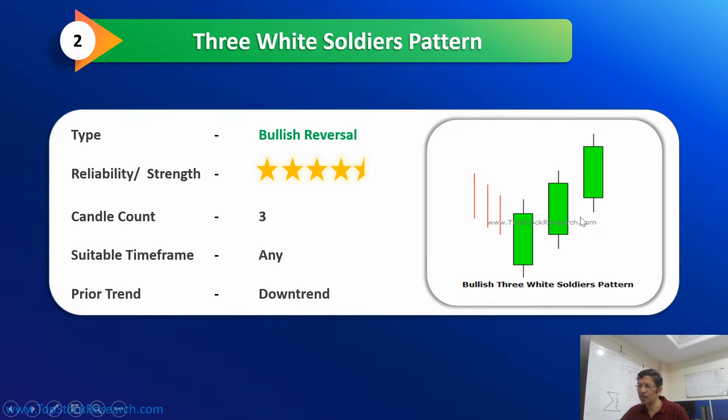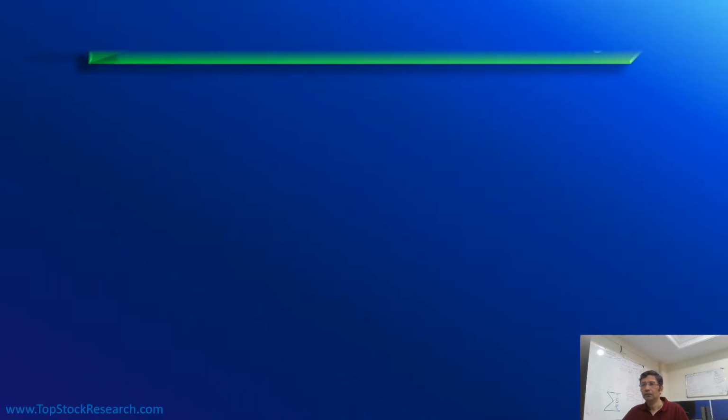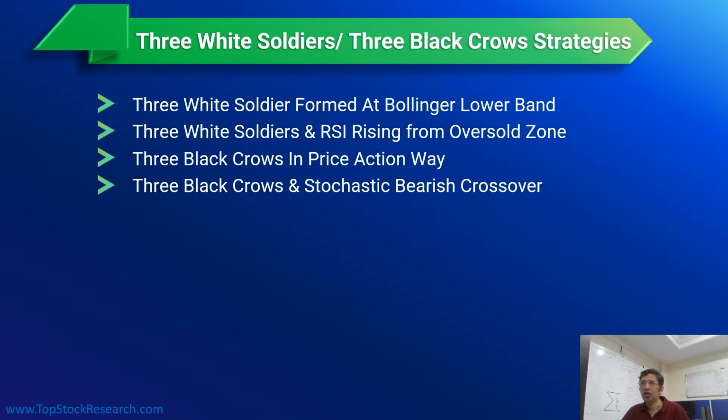If it has extremely long bodies, with 3 long bodies, then perhaps the move is already done. In such a case, you should be using a much more moderate stop loss, right? But when three white soldiers are formed in a downtrend, that means 3 consecutive big green body candles, then that's a very, very bullish signal. Just opposite of 3 white soldiers is 3 black crows. When you see 3 consecutive red candles, that is called 3 black crows, right?